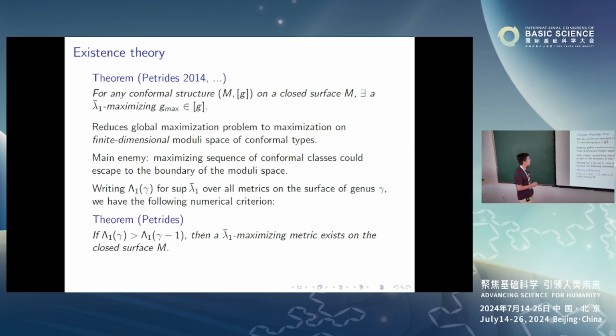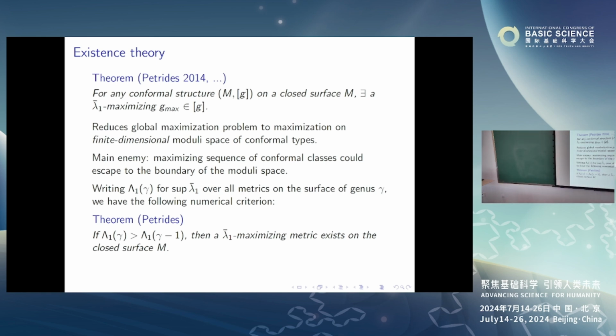And Petrides, again, was at least able to reduce this to a very explicit numerical criterion. So he says that as long as this maximum value, the sup on the surface of genus gamma, is strictly larger than the sup on the surface of genus gamma minus 1, the non-strict inequality is easy to show, then a maximizing metric exists on the closed surface, I should say, of genus gamma. Right? So as long as you have this numerical inequality, that's enough to rule out degeneration to the boundary of your moduli space. Okay. So this seems in principle like it should be easy, right?